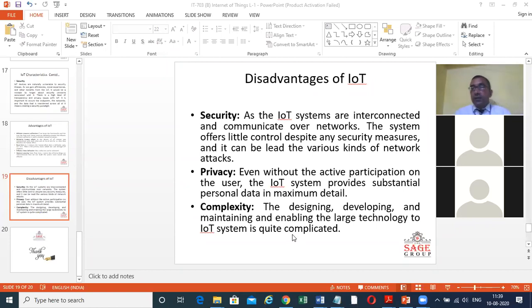Complexity is a very tough task for today's engineers: how we can manage such devices which are connected. You can see that in 2020 so many devices are connected. In 2050, how many devices will be connected with the IoT?